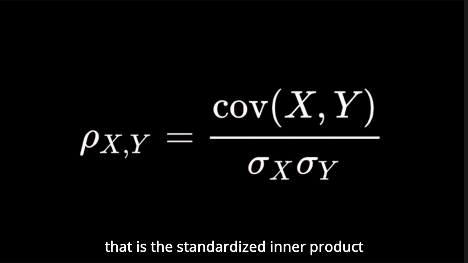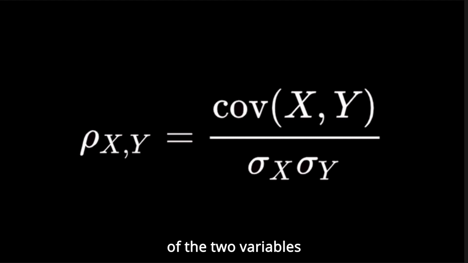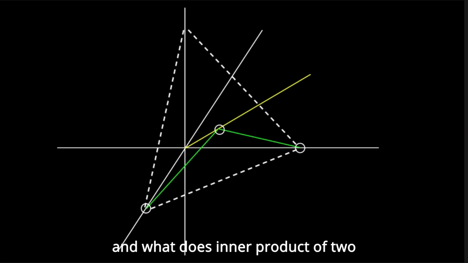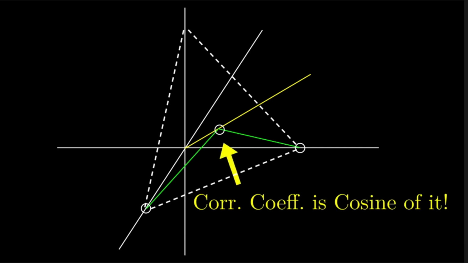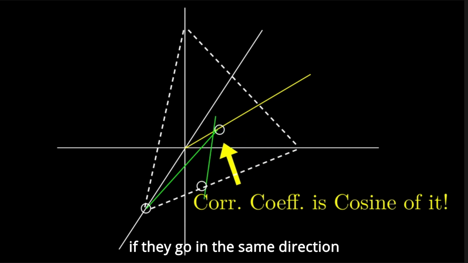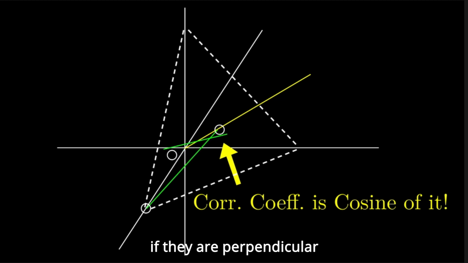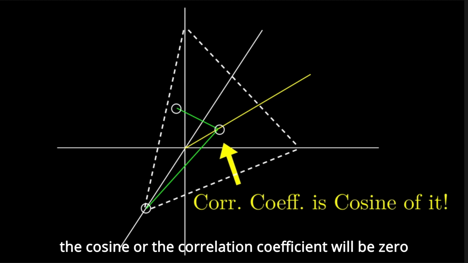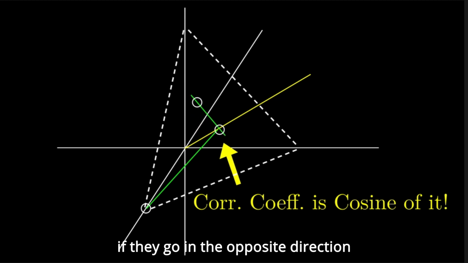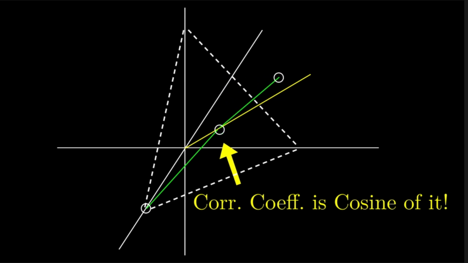That is the standardized inner product of the two variables, each divided by its own length before doing inner product. And what does inner product of two standardized vectors mean? It means the cosine of the angle. If they go in the same direction, the cosine and hence the correlation coefficient is maximized. If they are perpendicular, the cosine or the correlation coefficient will be 0. If they go in the opposite direction, it'll be -1, right?